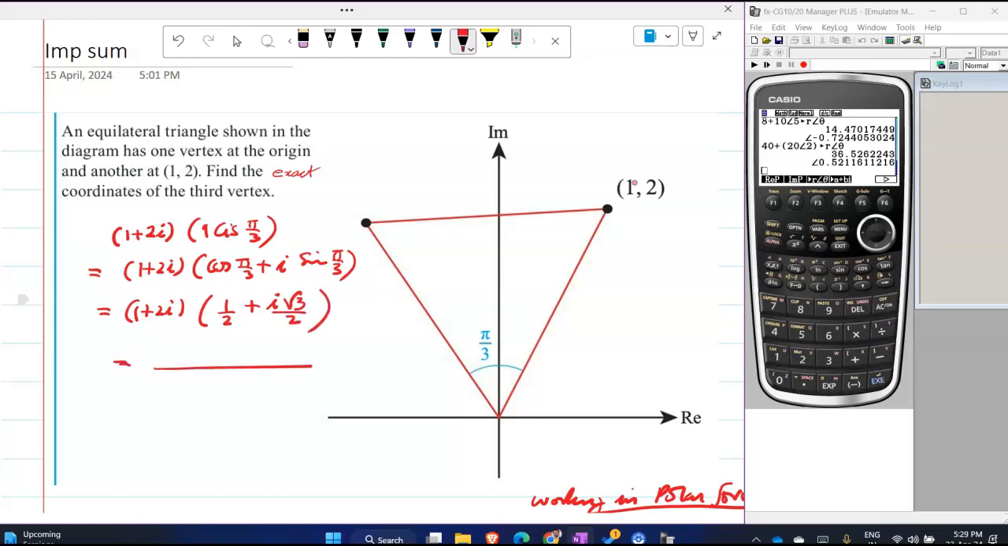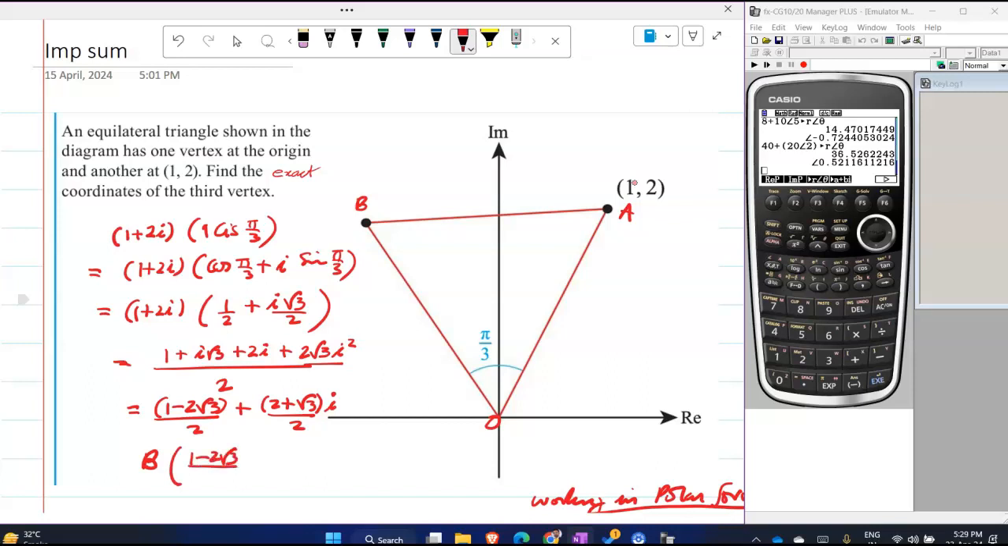Correct? So now you multiply by 2 in the denominator. So 1 plus i root 3, and I'm multiplying 1 plus 2i by this. That gives 1 plus i root 3 plus 2i plus 2 root 3 i squared. What's your i squared? Minus 1. So we get the real part (1 minus 2 root 3) plus (2 plus root 3) i, all by 2. So what are the coordinates of point B? This is O. The coordinates are (1 minus 2 root 3) by 2, and (2 plus root 3) by 2. That's how you get the coordinates of that.